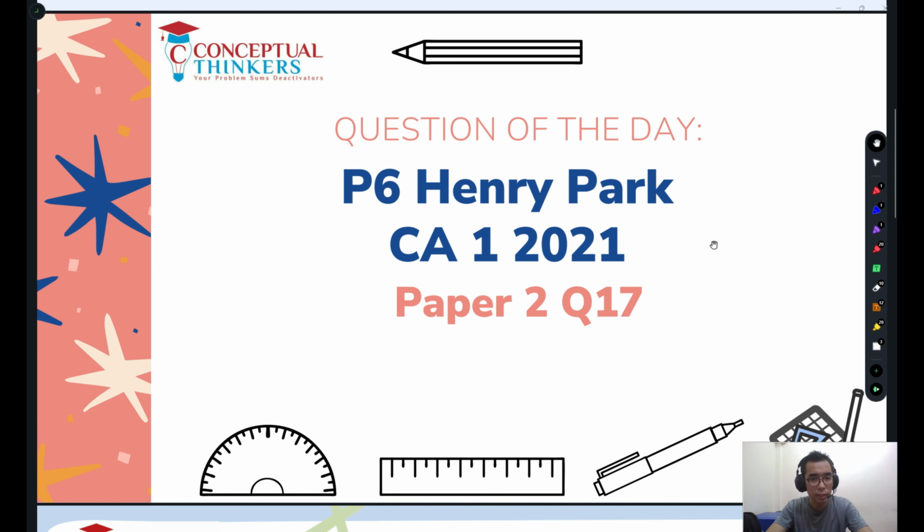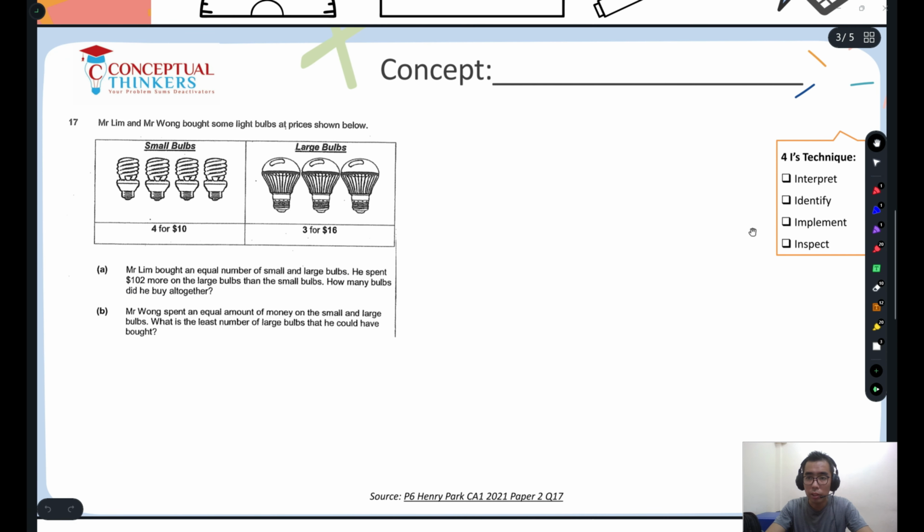Okay, so let's start. First, let's interpret the question. Let me choose the pen, then I'll underline the key phrases and words. We have Mr. Lim and Mr. Wong, who bought some light bulbs at the price shown below. Every time you see this kind of diagram, you will usually know that it will test you on a particular concept. I will review it later.